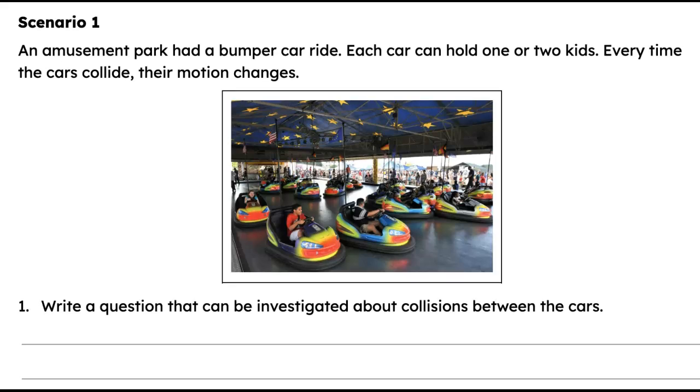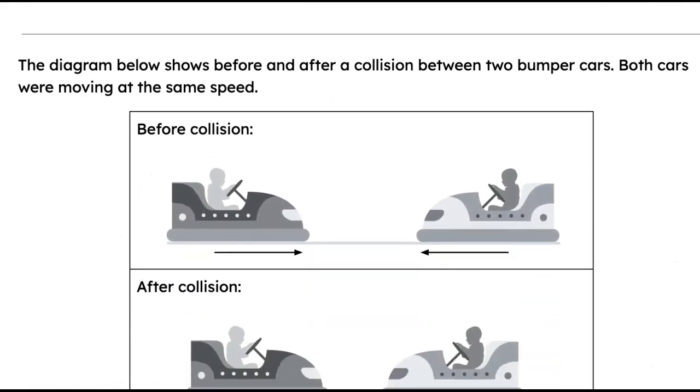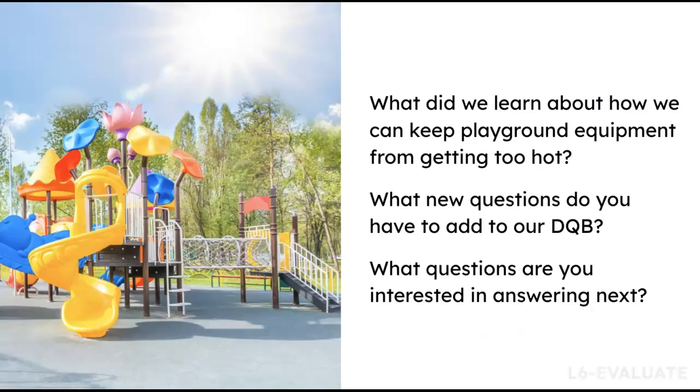For the Evaluate portion, you'll have students complete the Section 2 summative assessment. To support student sense-making across the unit, you'll orient them back to the driving question board. You'll ask, what did we learn about how we can keep playground equipment from getting too hot? If there are individual questions that have been answered, remove them from the driving question board and place them on the summary charts. You can use this as an opportunity to answer the section driving question, how can we make our playground safer?